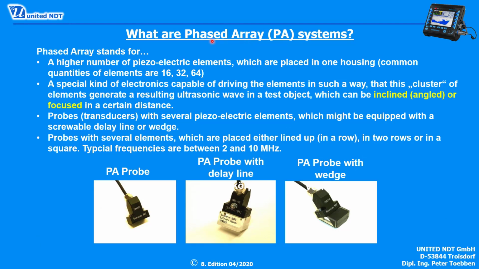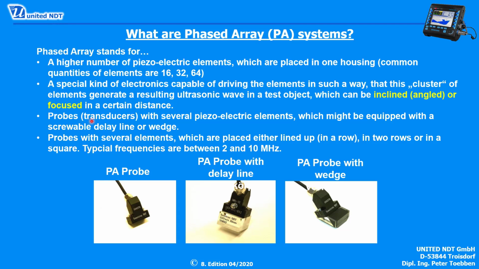So what are phased array systems? A phased array stands first of all for a higher number of piezoelectric elements which are placed in one housing. The common quantities of those elements are 16, 32 or 64. A special kind of electronics is capable of driving the elements in such a way that this cluster of elements generates a resulting ultrasonic wave in a test object, which can be inclined under a certain angle, or focused at a certain distance.